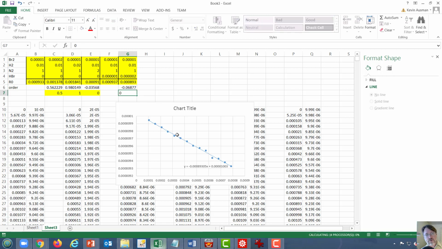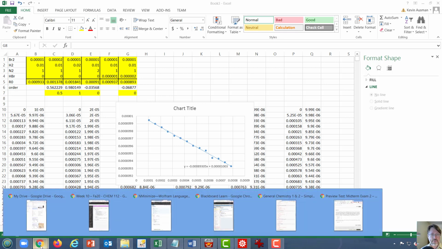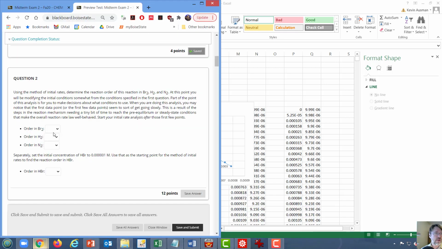So we are now relatively convinced that it is half order in Br2, first order in H2, and 0th order in the other 2. We can now put those answers in. Half order in Br2, first order in H2, 0th in N2, 0th in HBr.